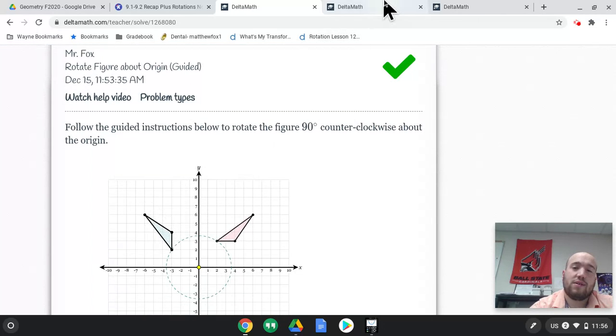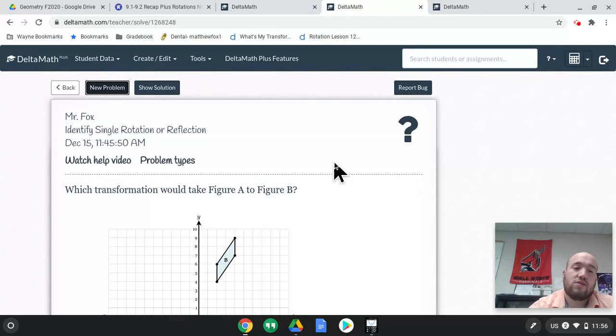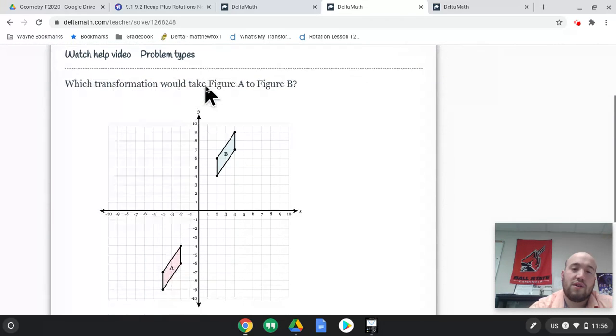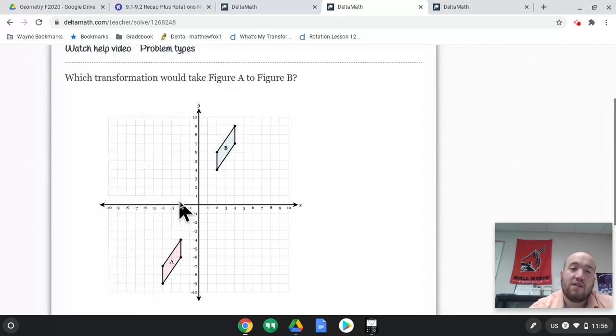If you need help, please let me know. There's also going to be some questions where it asks us to identify a single rotation or reflection. So what would happen to get it? Notice it says which transformation would take figure A to figure B. So it starts here and it has to get to figure B.